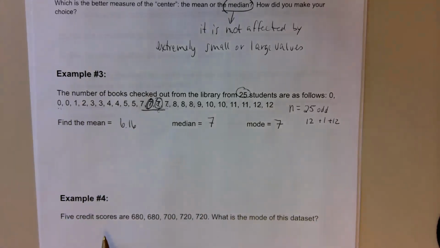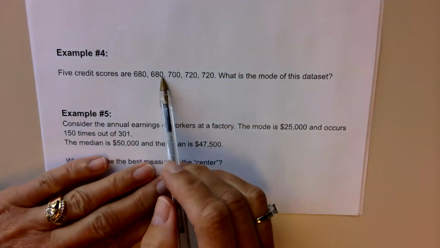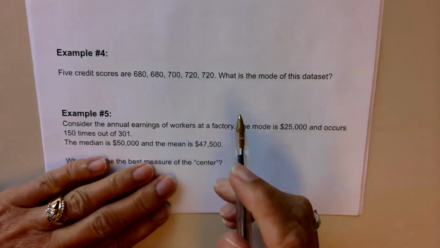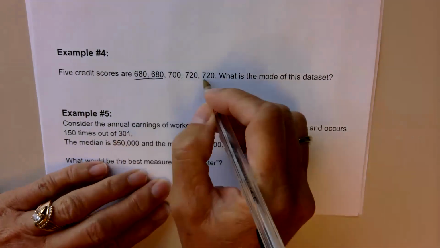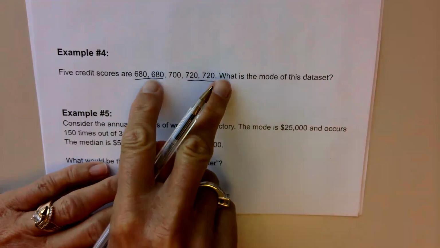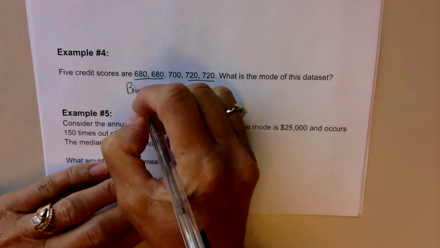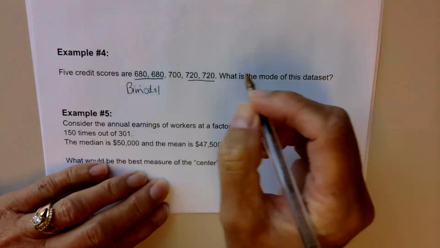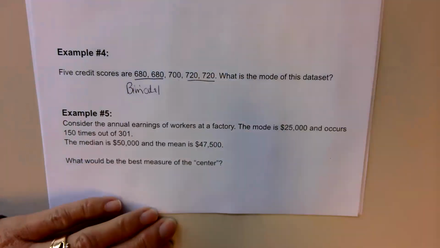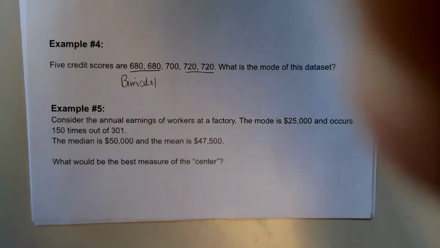Okay, so I still have example 4. It says 5 credit scores are 680, 680, 700, 720, 720. What is the mode? Well, it looks like 680 is used twice, but 720 is also used twice. And so we have 2 values that have the same number of occurrences. So that means we are bimodal. Now you could have 3 values that have the same number of occurrences. That would be trimodal. You can have more than one mode.